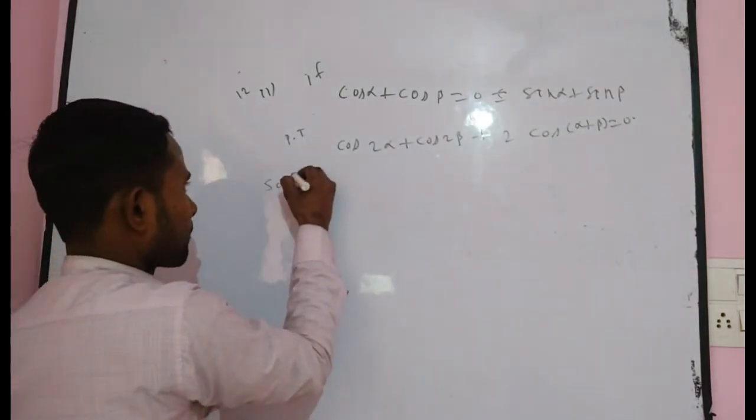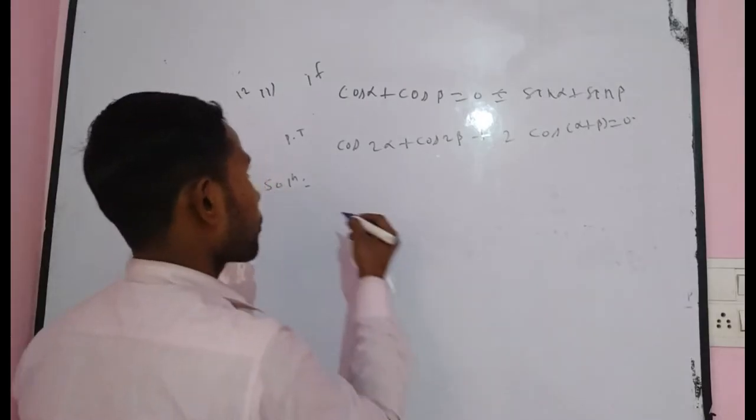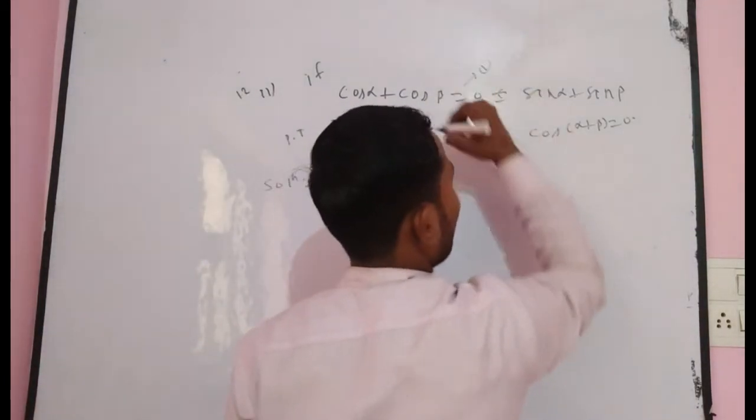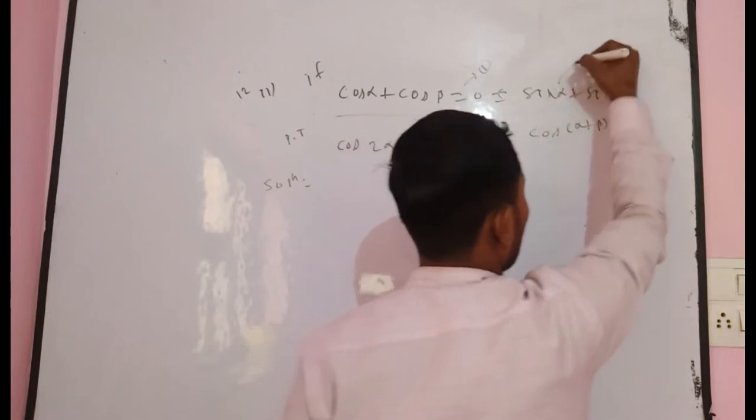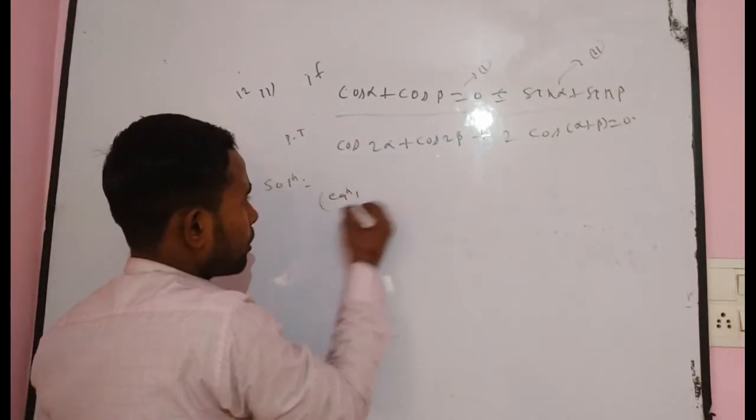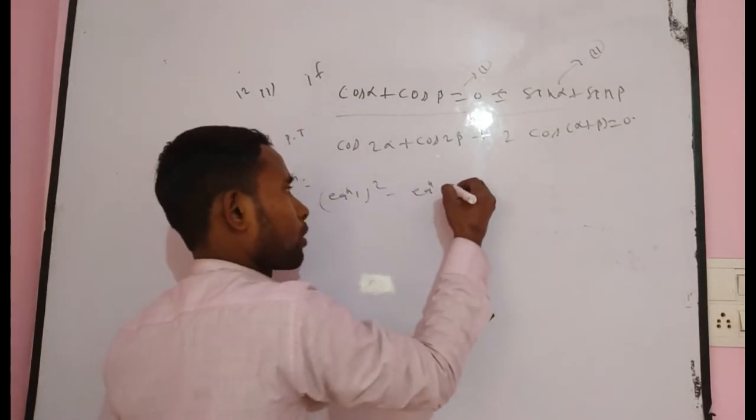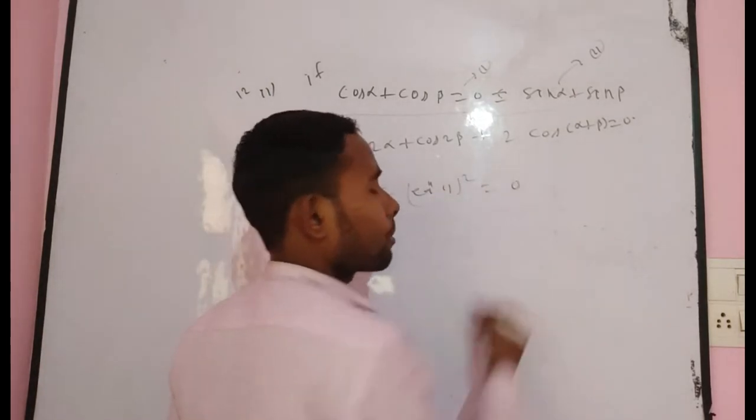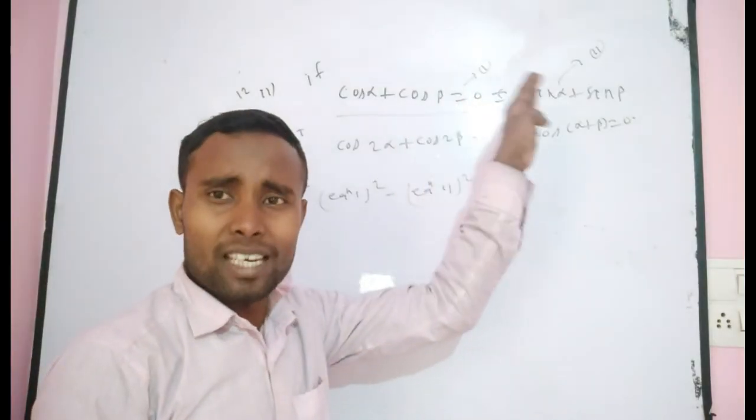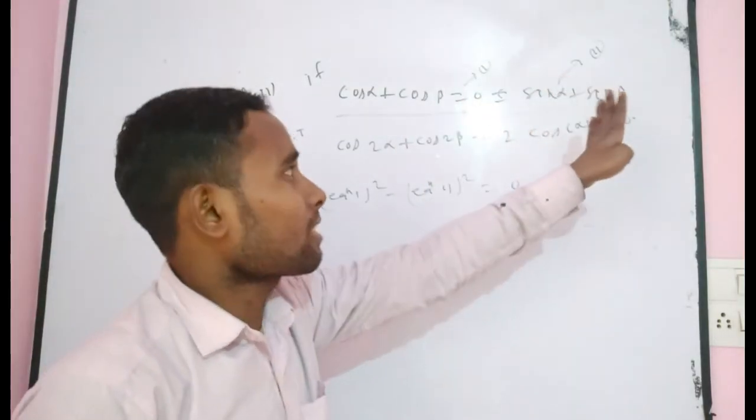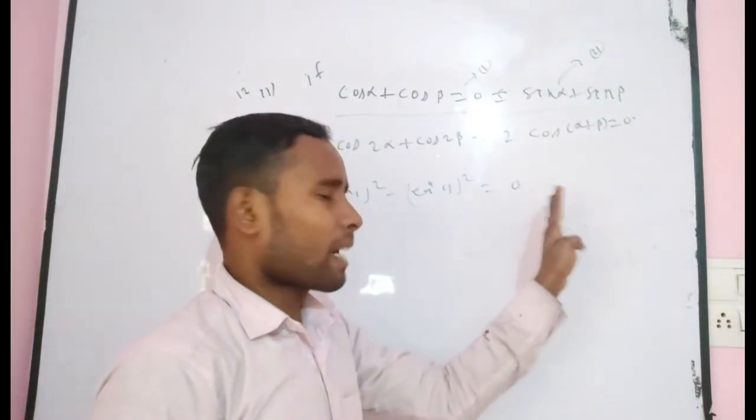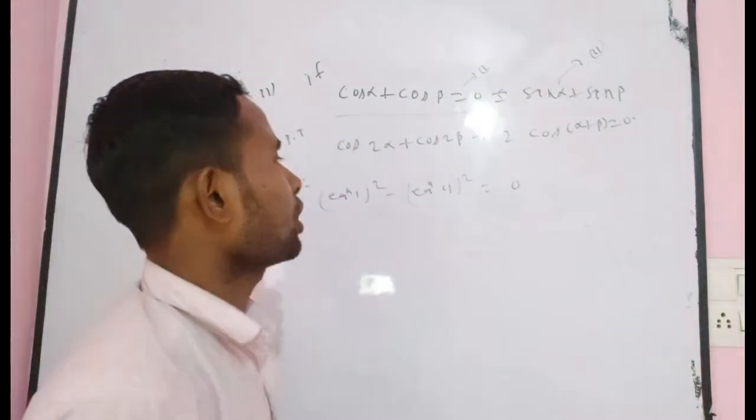How can you solve? There is a simple procedure. Suppose this is the first equation and this is the second equation. You have to write equation first whole square minus equation second whole square. Then it becomes definitely 0, because if you square equation first on LHS and RHS, RHS will be 0, and similarly in equation second also RHS will be 0. So if you subtract 0 from 0, definitely you get 0.